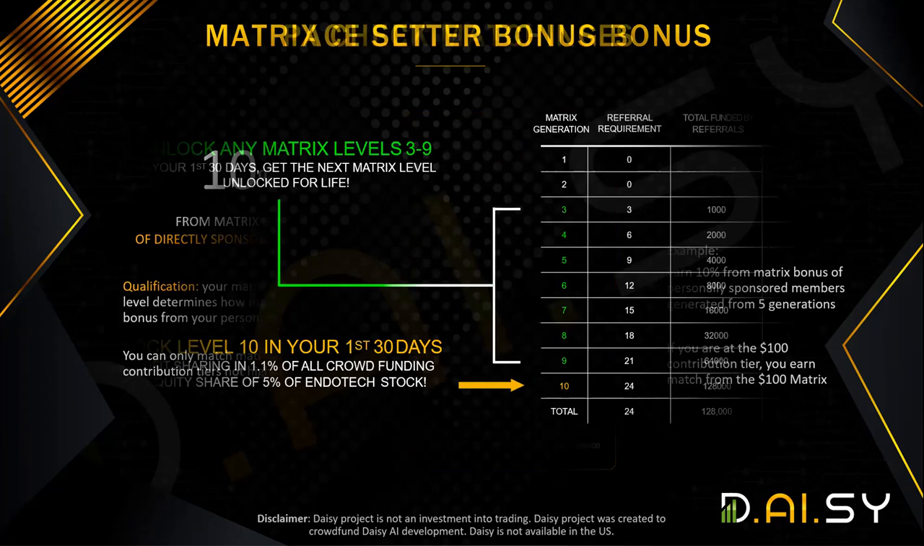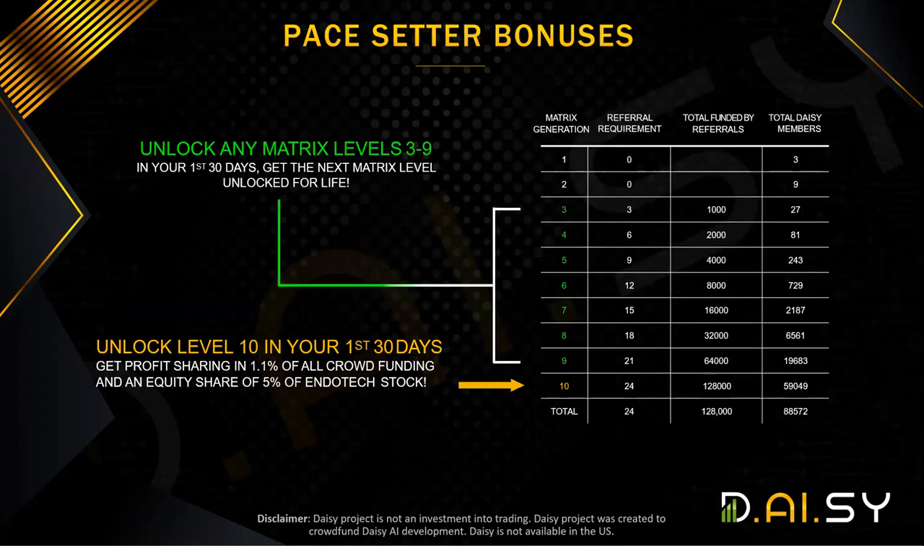Now let's look at the pace setter bonuses. Very important. Unlock any matrix levels 3 through 9. If you remember, I mentioned that the first generation of the matrix, one or two, are given to you by the plan, by the project, by the smart contract. Generation 1 and 2 are given to you, whether you refer people or not.